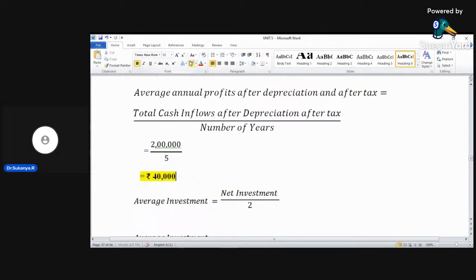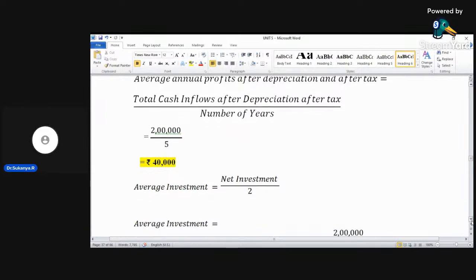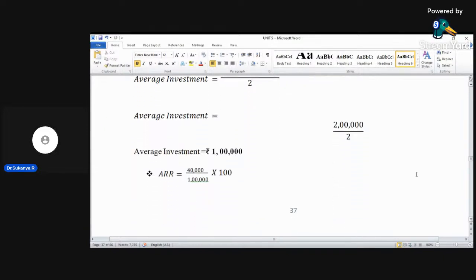Now, when it comes to the average investment, it is the net investment divided by 2. Net investment is nothing but 2 lakh rupees divided by 2, which comes to 1 lakh rupees. I hope you are understanding.